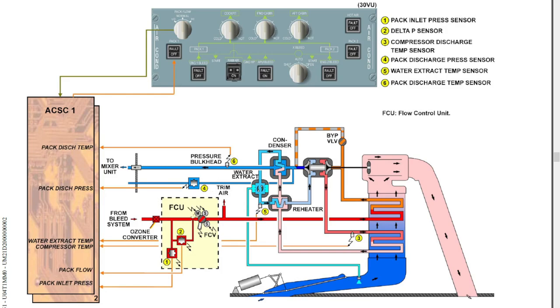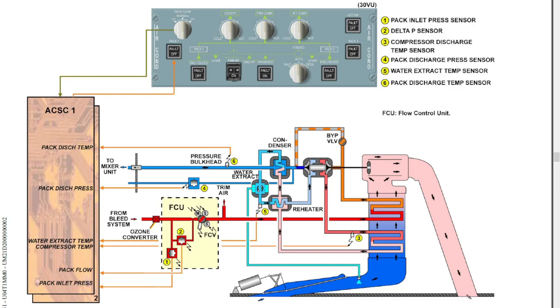And here we call this the flow control unit because it has several components integrated into it. It has a torque motor, it has two solenoids, it has a flow control valve, it has a position sensor and it has two pressure sensors. Right, so number one, here we have the torque motor. So what is the function of this and how is it operated?